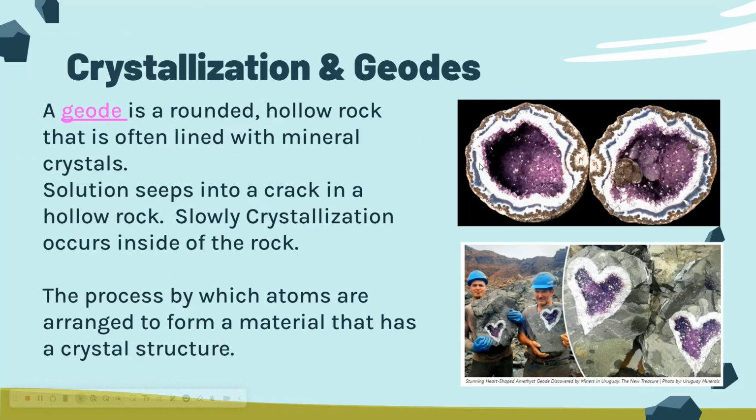So what is crystallization? Crystallization is the process by which atoms are arranged to form a material that has a crystal structure. That repeating pattern is the crystal structure. All minerals have to crystallize. That is one of the parts of the definition of a mineral: it has to have a crystal structure, so it has to crystallize. So we're going to take a look at how minerals can form, which means how they can crystallize.